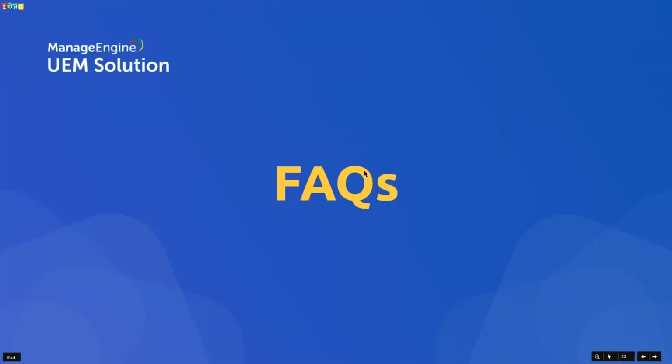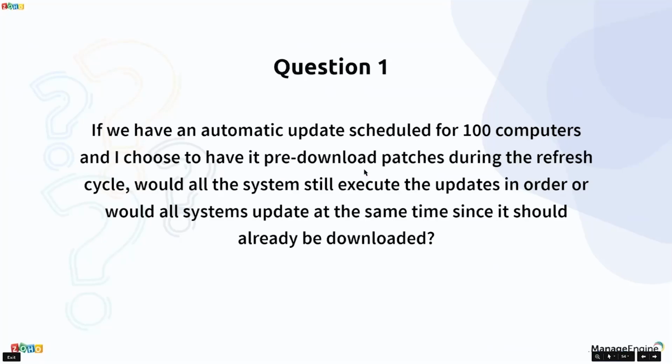We have collated some of the FAQs, and we are going to discuss them. The first question: if we have an automated task scheduled for 100 computers, and I choose to pre-download the patches during the refresh cycle, will all the systems still execute the updates in order, or will the systems have to wait until all the patches are downloaded onto the local machines?